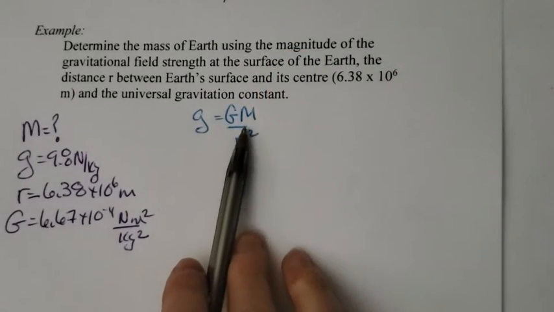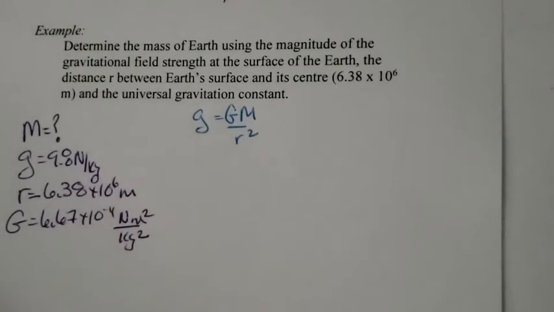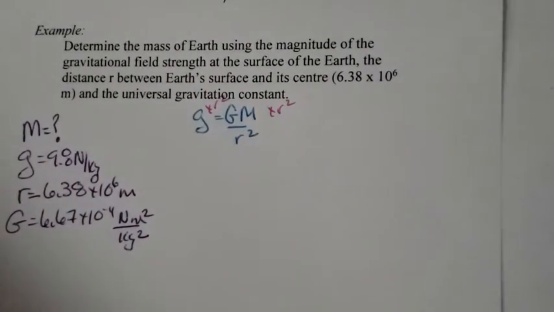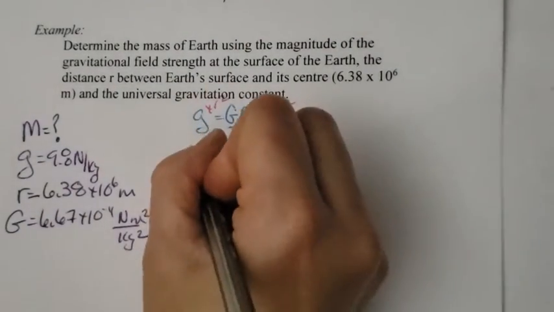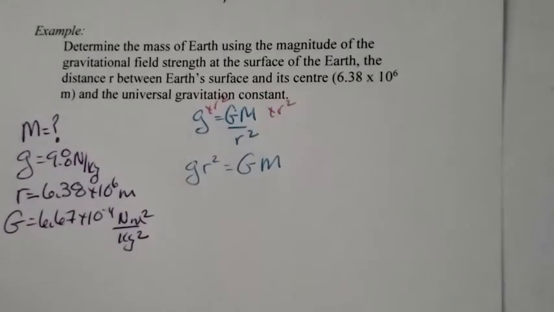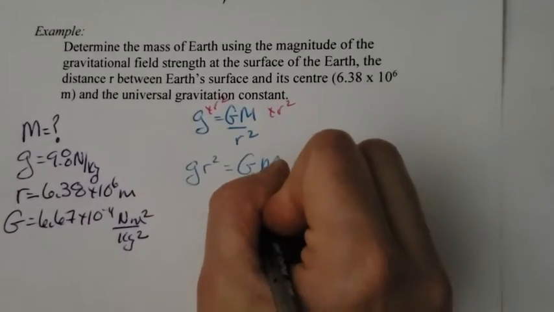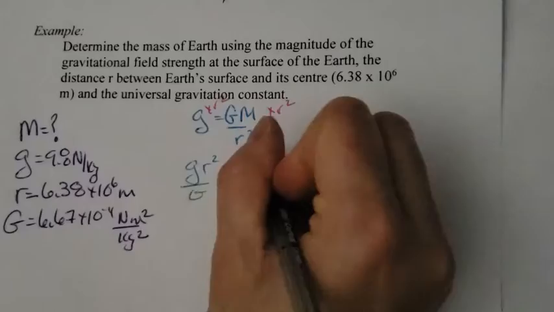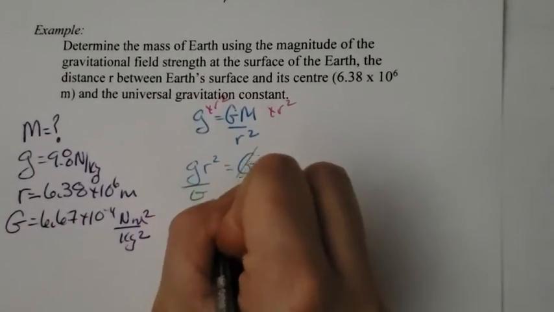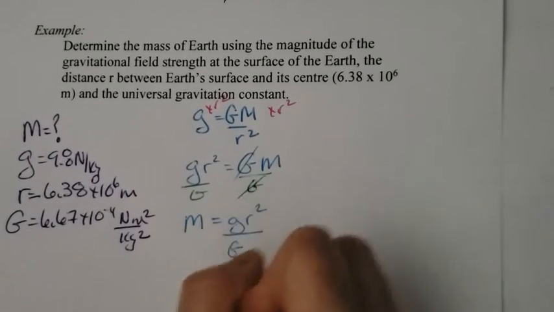But I'm trying to get M all by itself. So first thing I'm going to do is multiply both sides by r squared. And then I end up with g r squared is equal to capital G M. I'm trying to get M all by itself, so now I'm going to divide both sides by capital G. The G's now cancel. And my formula for M is this. M is equal to little g r squared divided by capital G.